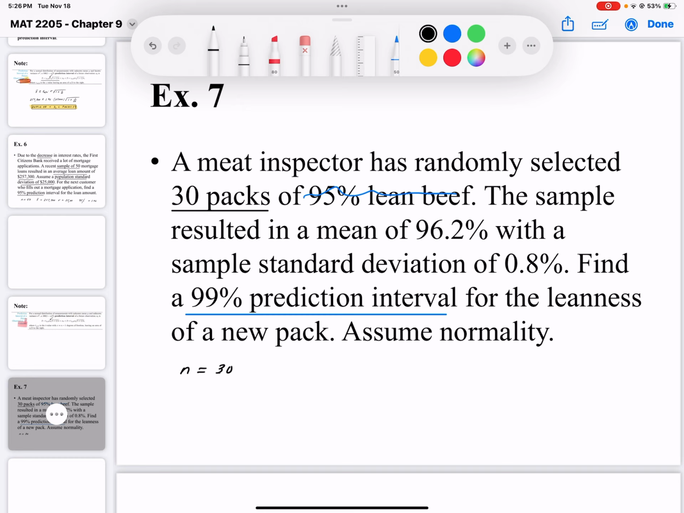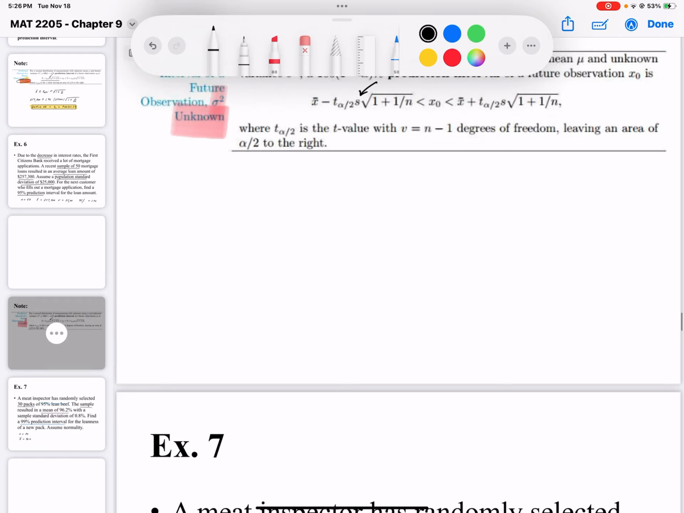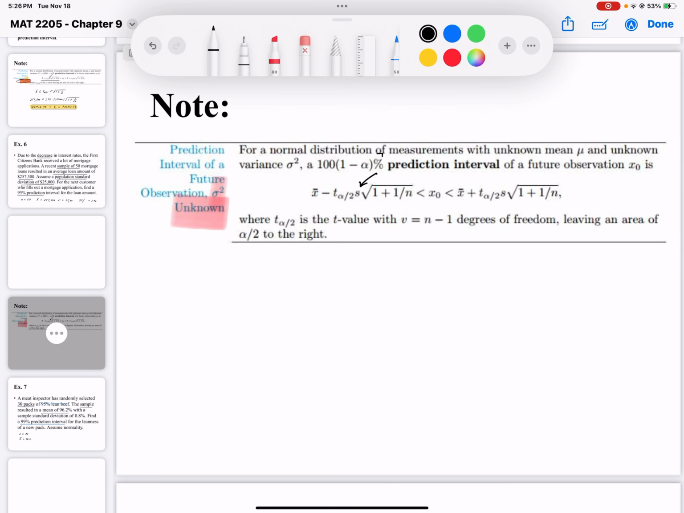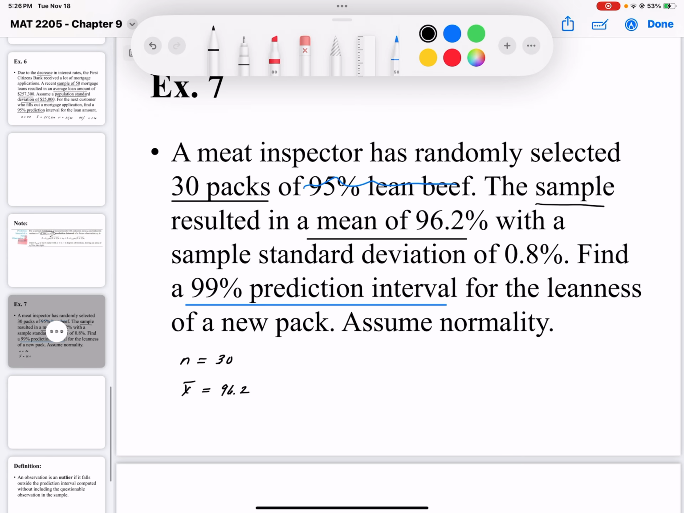All right, our sample mean, look at the different language, is 96.2. And notice our percent is already allotted in the problem, so we don't have to convert that to a decimal or anything. We can just use 96.2. The standard deviation is 0.8%, and of course we could still just use 0.8. The formula already allots for the percentage, and now we have a 99% confidence interval.